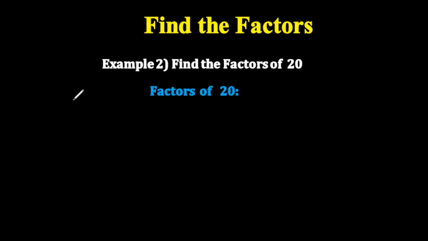Example 2. Find the factors of 20. First, let's divide. 20 divided by 1 is 20. 20 divided by 2 is 10. 20 divided by 4 is 5.